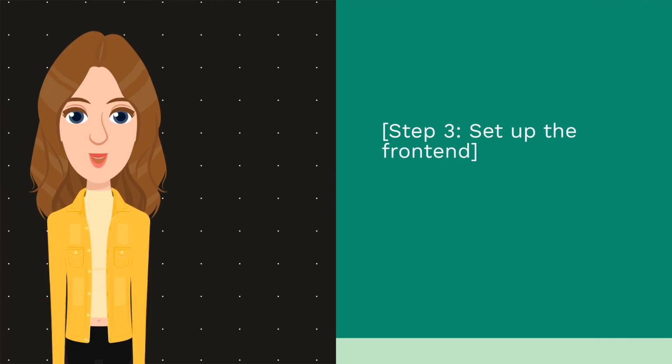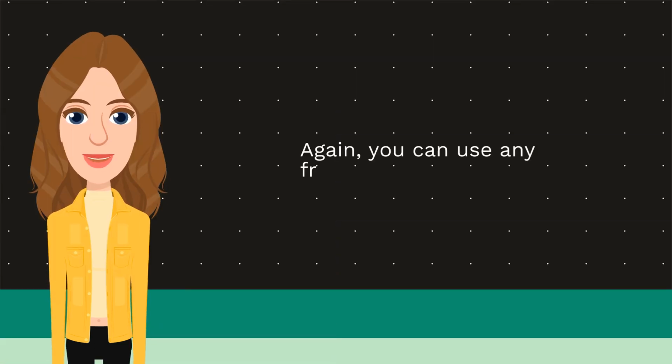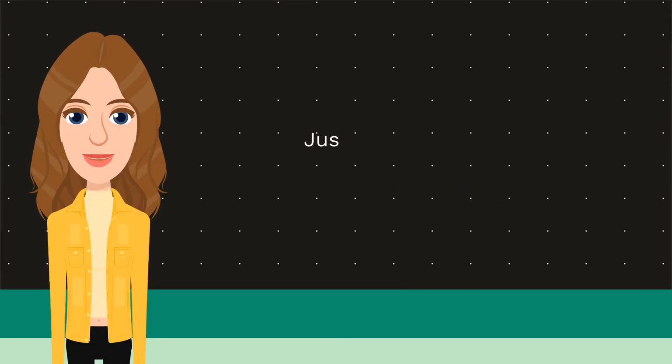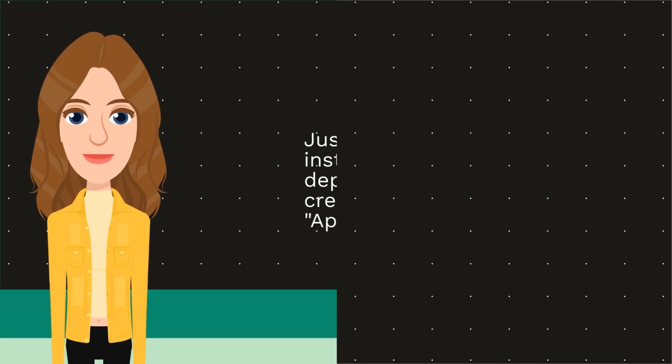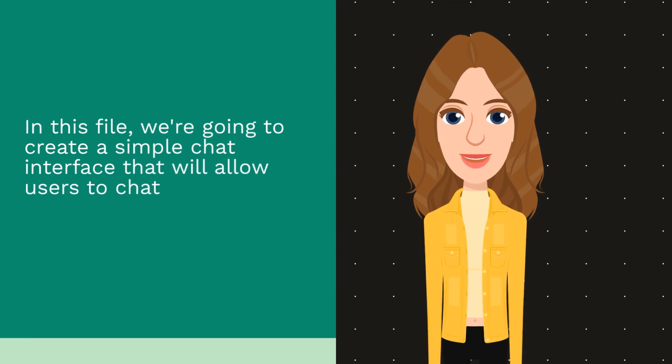Step 3. Set up the front end. Now, it's time to set up the front end. Again, you can use any front end you want, but for this tutorial, we're going to use React. Just create a new project, install the required dependencies, and then create a new file called app.js. In this file, we're going to create a simple chat interface that will allow users to chat with the Chat GPT chatbot.